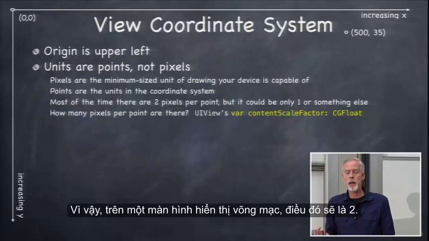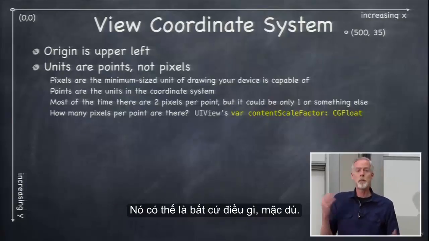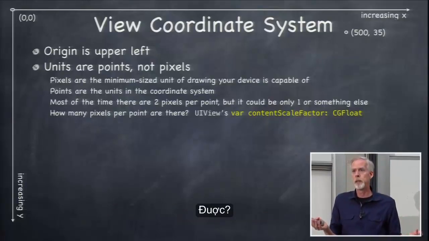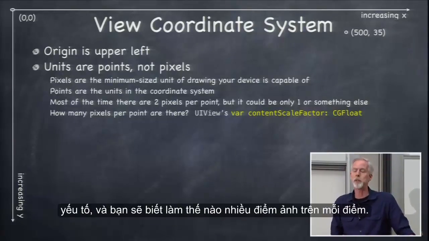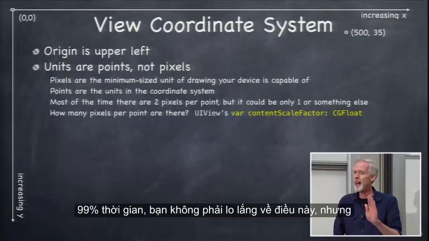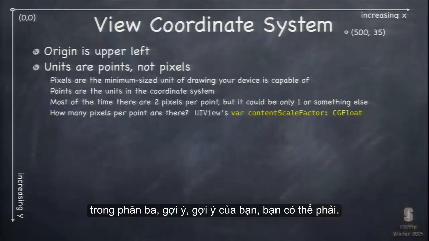So on a Retina display, that's going to be 2. On a non-Retina display, that will be 1. It could be anything, though. Okay? So you shouldn't write your code assuming it's 2 or 1. You should just get the contentScaleFactor, and you'll know how many pixels per point. Okay? 99% of the time, you don't have to worry about this, but in your assignment 3, hint, hint, you might have to. Okay?